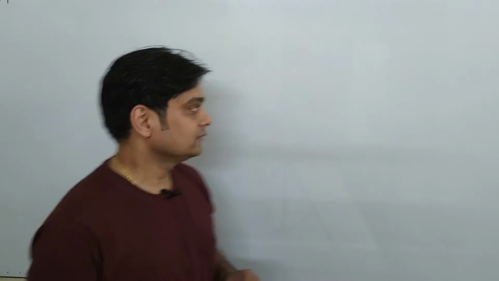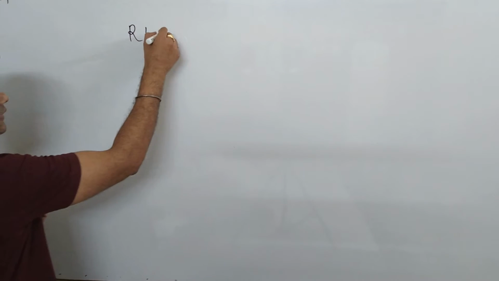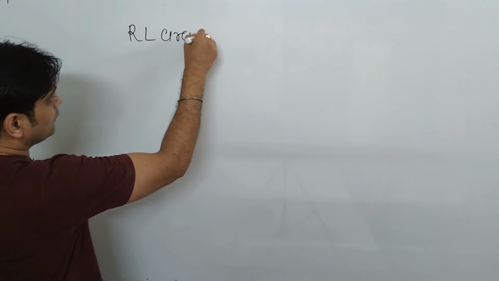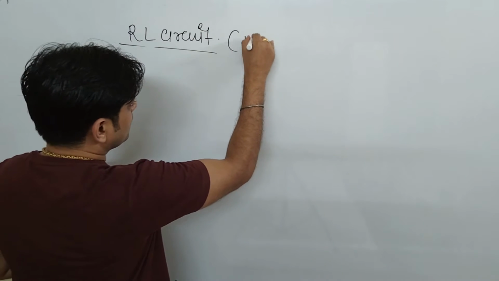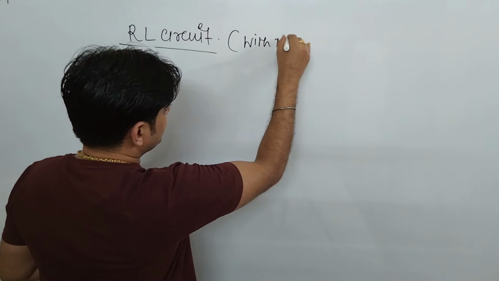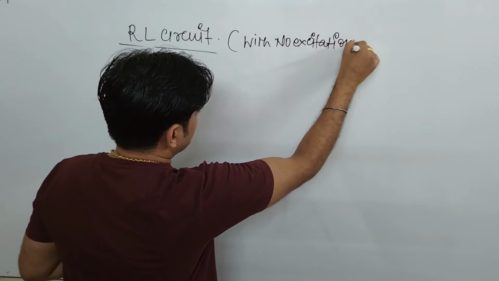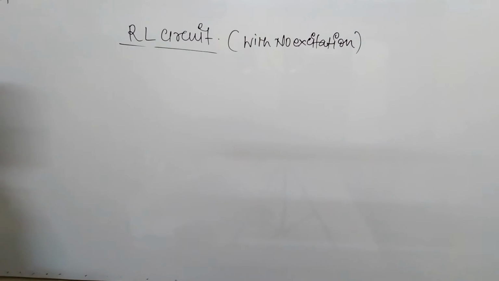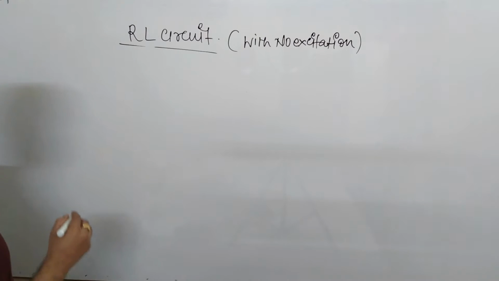Okay, so we start with the analysis of RL circuits. Next is our RL circuit, and this RL circuit involves no excitation. As I mentioned previously, first we have seen the analysis of the RC circuit. Now we are analyzing the condition of the RL circuit with no excitation.